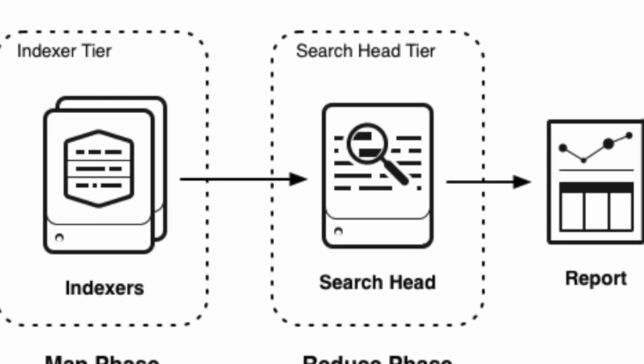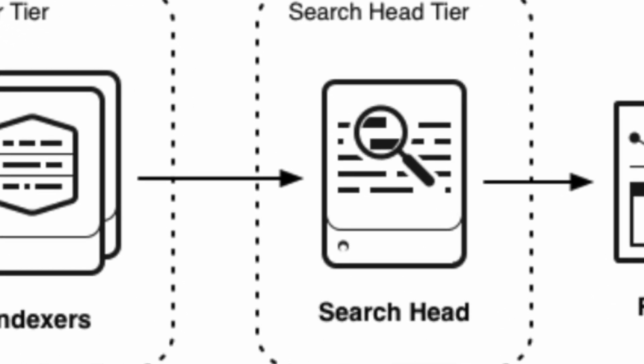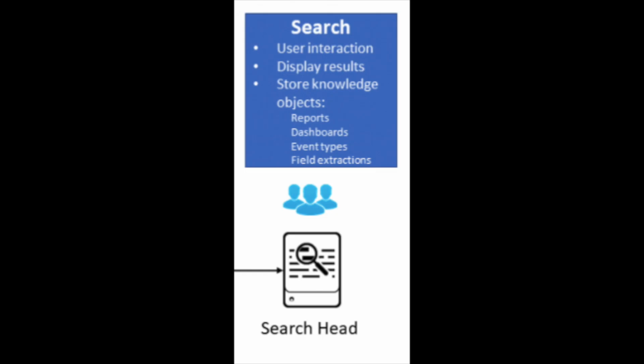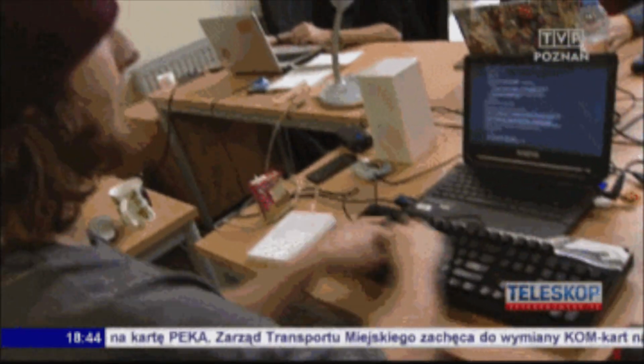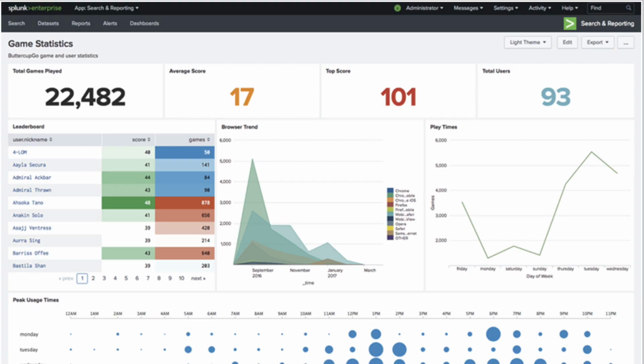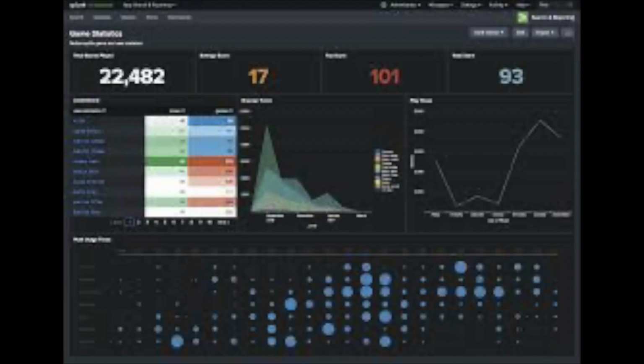And finally, we have the search heads, the third major component of Splunk. The search head is the part of Splunk that typical users will be interacting with. These are the GUIs that allow you to perform searches of the data that you are collecting.